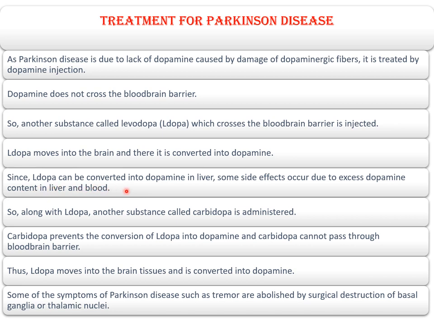Since L-DOPA can be converted into dopamine in the liver, some side effects occur due to excess dopamine content in the liver and blood. So along with L-DOPA, another substance called carbidopa is also administered. Carbidopa prevents the conversion of L-DOPA into dopamine outside the brain, and carbidopa cannot pass through the blood-brain barrier. So L-DOPA moves into the brain tissue and it is converted into dopamine. Some symptoms of Parkinson's disease such as tremor are abolished by surgical destruction of basal ganglia or thalamic nuclei.